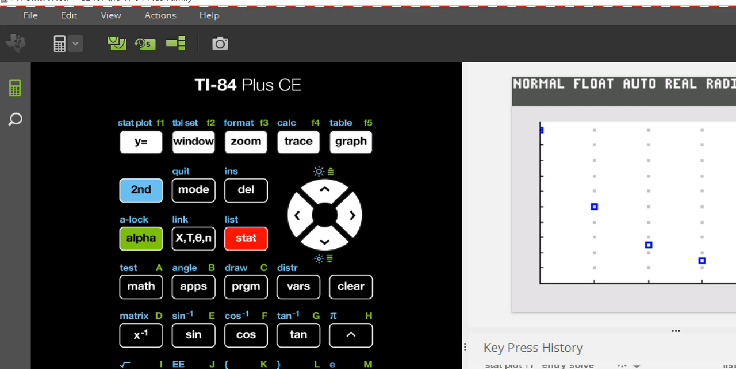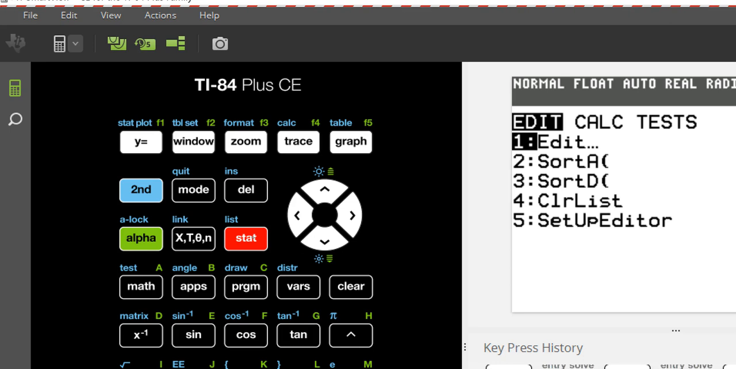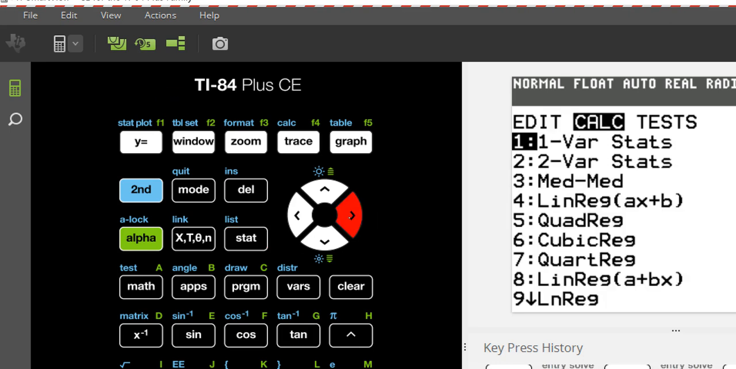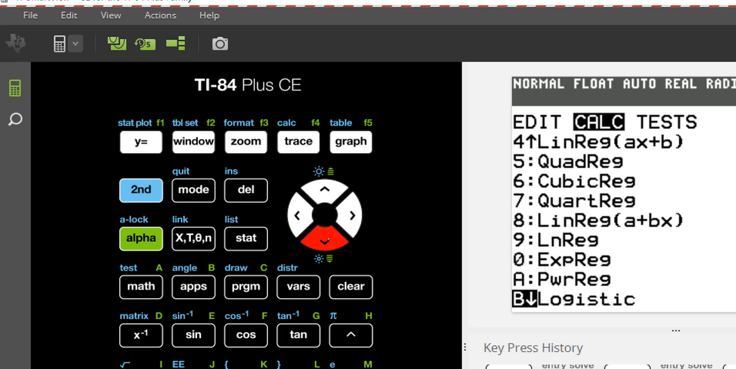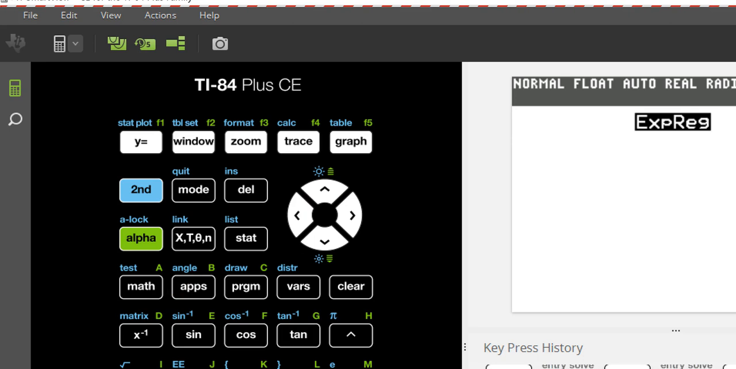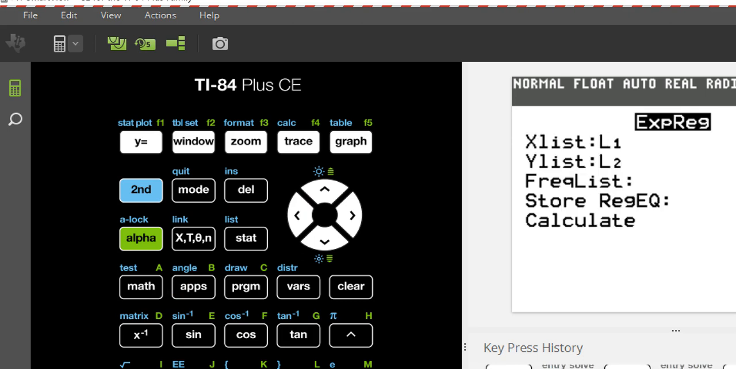So we're going to go to stat. Who remembers where they go? Calc, excellent. Go over to calc. These are all programs. 0. And why option 0? Because what is that? That's exponential. Wow, look at all these other programs. Those are all different regression programs that we can use. So we hit enter, and it has now activated a program.